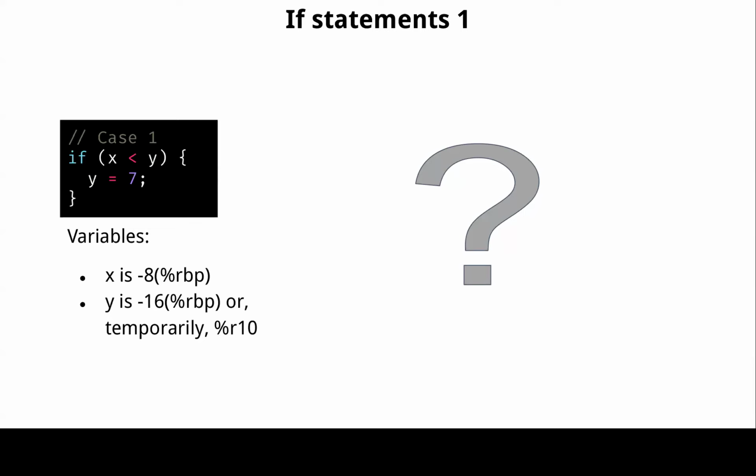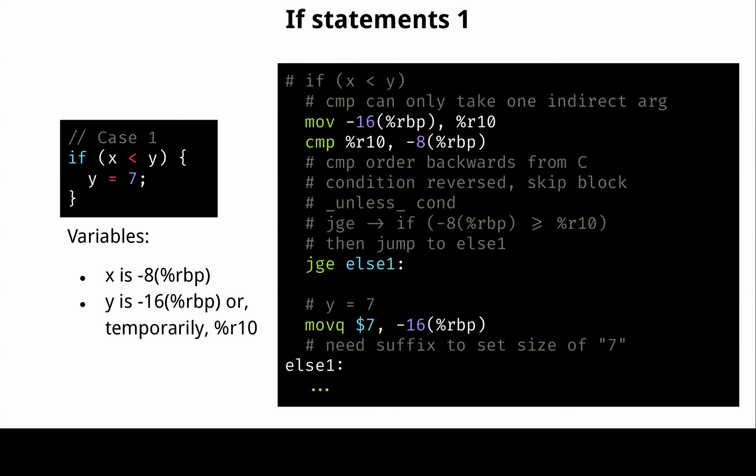Yes, the compare instruction. So what we can do here is we first move Y, which is at this address -16(%rbp), to register R10. This is a temp register we can use. So now the value is in the temp register. Then we compare this temp register with X. So we have to use two instructions to do this.